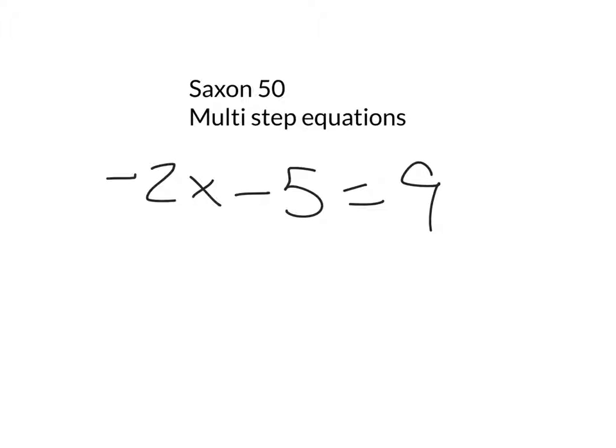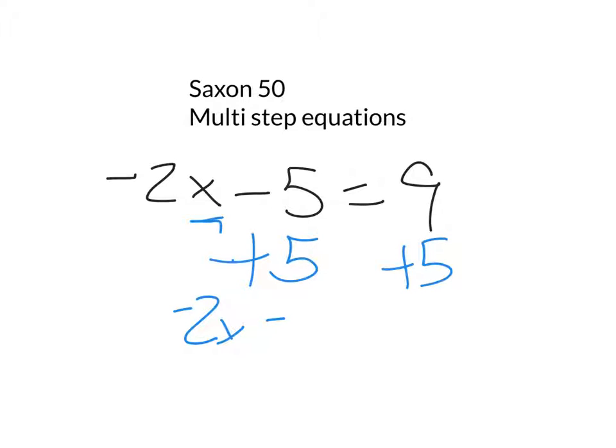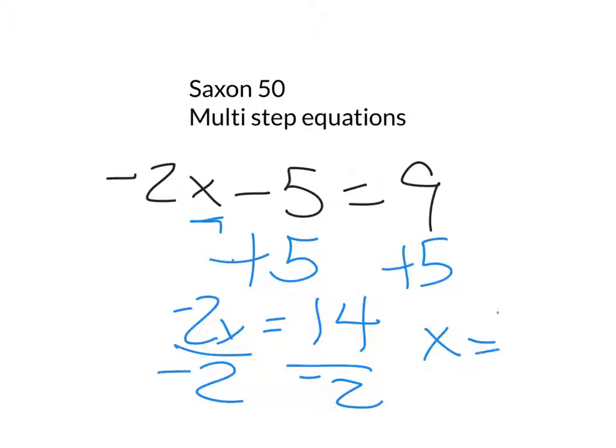So, I have here negative 2x minus 5 equals 9. We cannot touch the x yet, so we have to do this one first. Since we're subtracting 5, we have to do the opposite. So we're going to add 5 to both sides, which now gives us negative 2x is equal to 14. Divide each side by negative 2, and x is equal to negative 7.